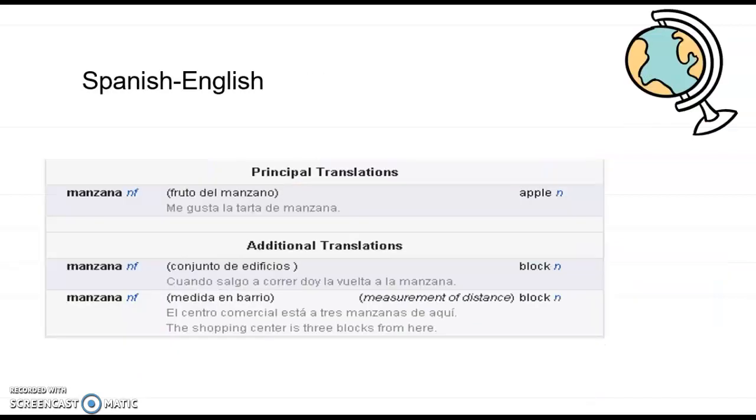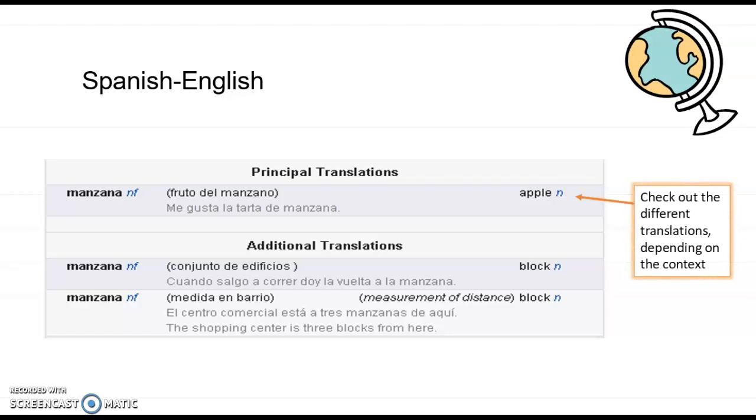Now, what happens from Spanish to English? When we want to translate from our language, check again the different translations. The principal translation is the one mostly used, but there are additional translations you might want to consider to get the correct meaning of what you read or what you want to say. Okay, let's go for some exercises.